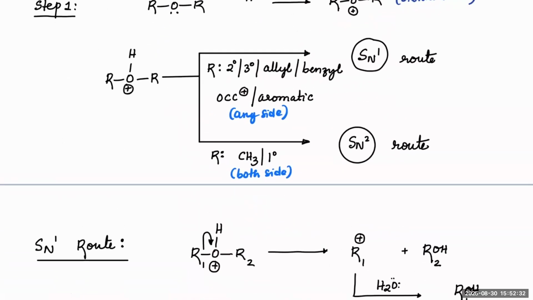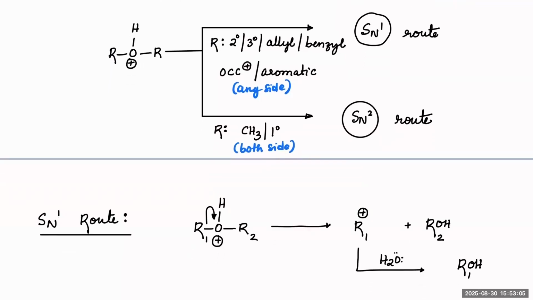Now, here is the interesting part. If either this R or that R is 2 degree, 3 degree, allyl, benzyl, or any related carbocation or aromatic form of carbocation is possible to form on either side, then the reaction will always go via SN1 route. But if both sides have only methyl or only 1 degree, it has to choose SN2 route.